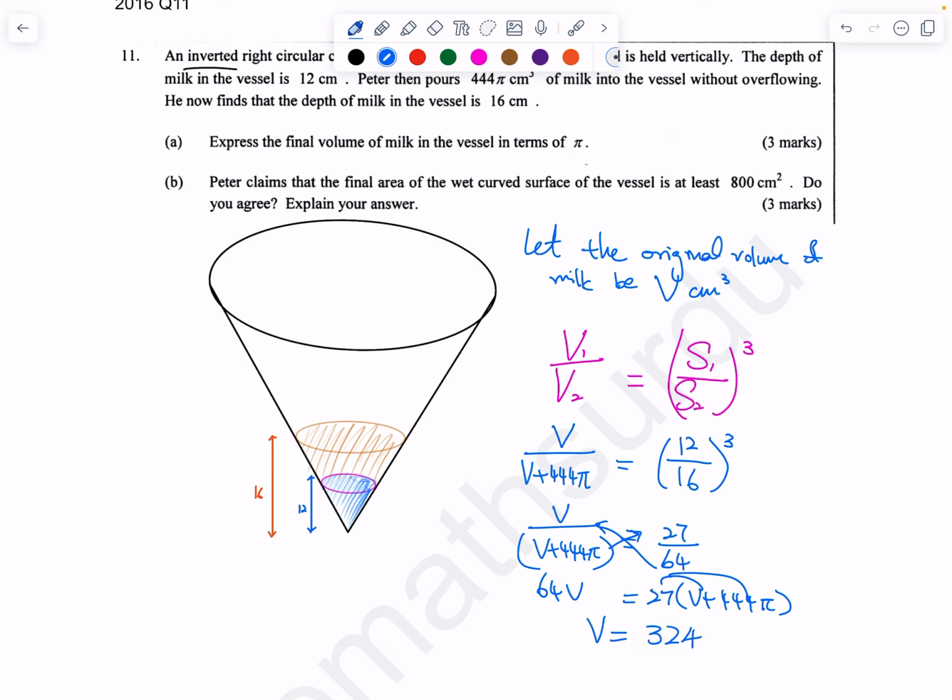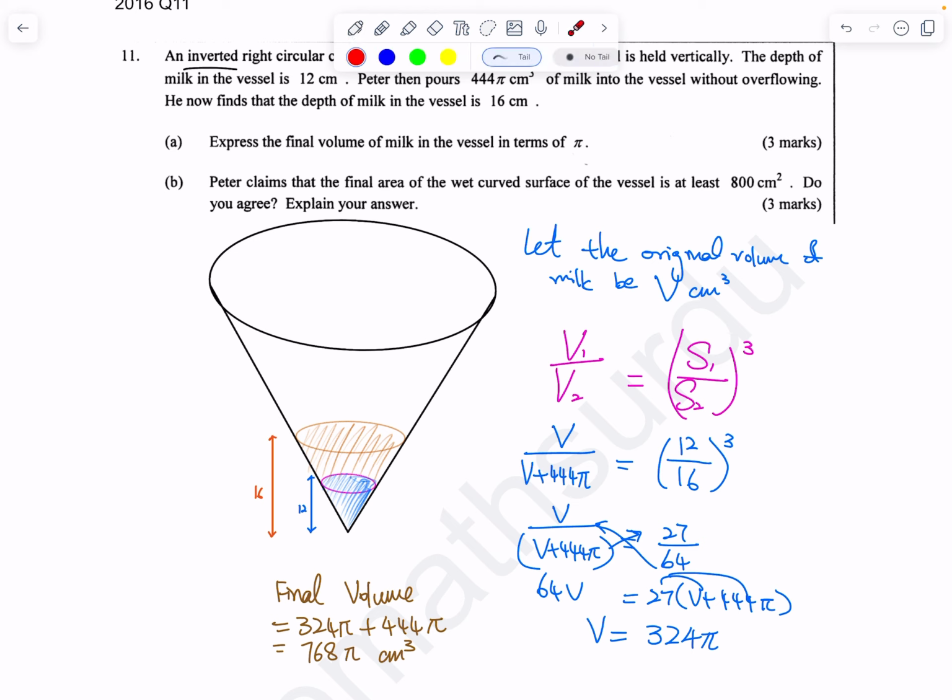Okay, so that means the smaller part is 324. But I need the final volume, so you need to write the final statement. Final volume is 324 pi plus 444 pi, which is 768 pi cm cube. Okay guys, this looks fine to me right now. So hopefully you guys can also get it, what I'm trying to say.